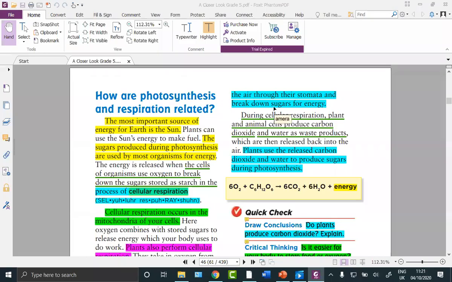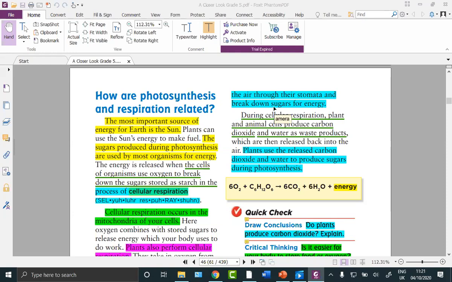Okay, I will repeat. What happens to the products of photosynthesis? The cells use oxygen to break down sugars for energy. During cellular respiration, be careful. What happens to the products of cellular respiration? Here, plants use the carbon dioxide and water to produce sugars during photosynthesis. Okay? Now, what happens during cellular respiration? So, organisms use oxygen to break down sugars for energy.